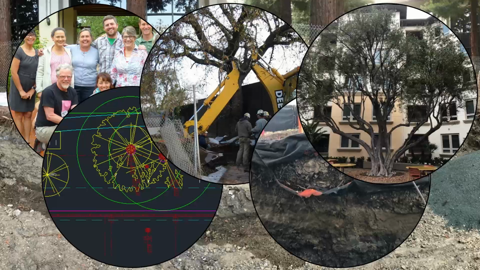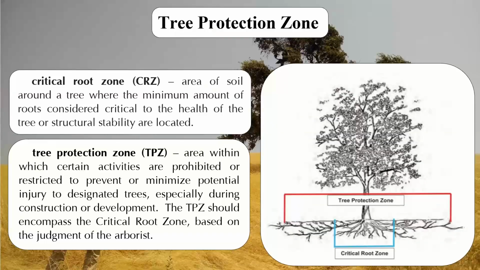If you don't have either of those, I will give you some ideas I have about how you might start thinking about this. And while I said that the critical root zone is what I think is important, we're going to need to jump forward a little bit in order to give you a framework. So let's talk about the tree protection zone.